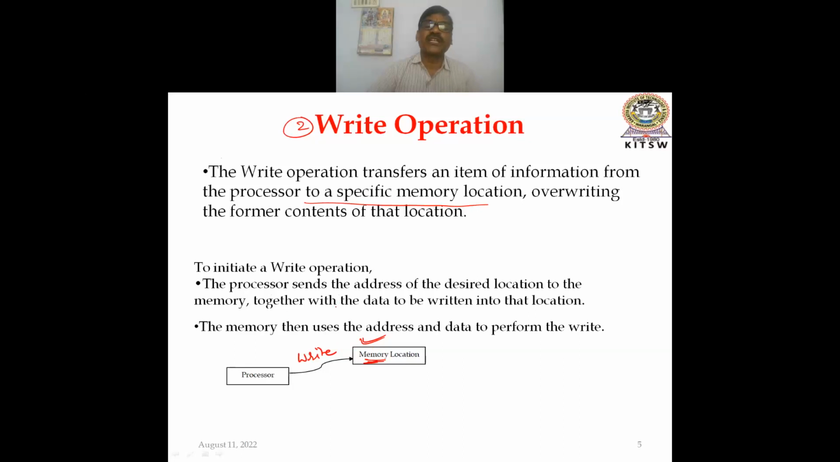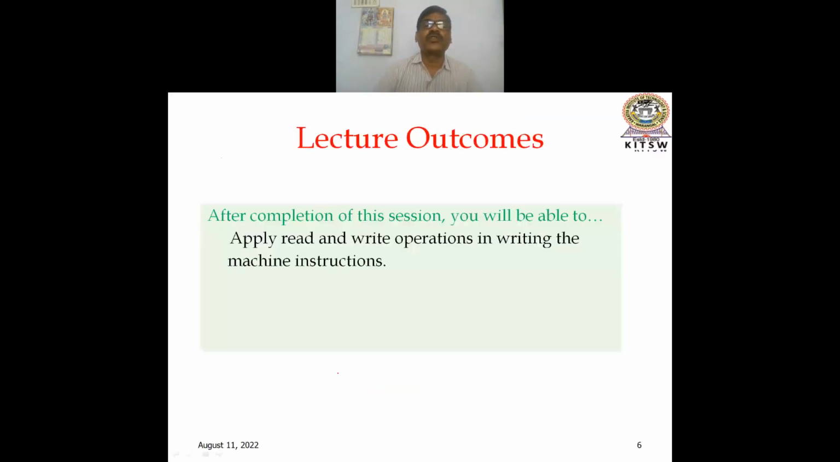The processor will send the address of the desired location to the memory, together with the data to be written into that location. So the processor sends the memory location address followed by the data, both to the memory, and then the memory unit performs the write operation so that the data is overwritten at the specified address. This is what the write operation is. These are the two important operations which we call memory operations: read and write.